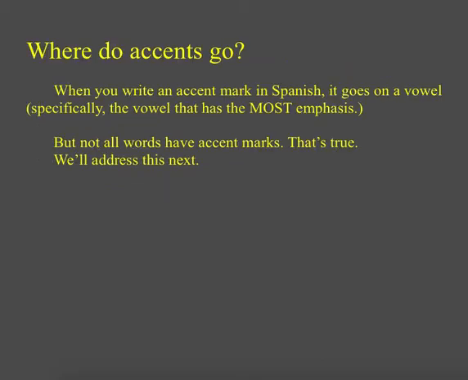Where do accents go? When you write an accent mark in Spanish, it goes on a vowel. Specifically, the vowel that has the most emphasis. But not all words have accent marks. That's true. We'll address this next.